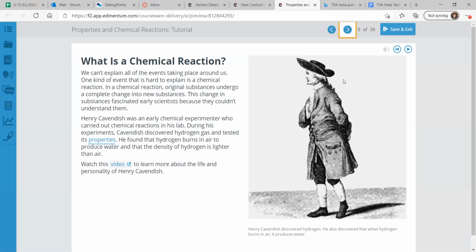Henry Cavendish was an early chemical experimenter who carried out chemical reactions in his laboratory or lab. During his experiments, Cavendish discovered hydrogen gas and tested its properties. He found that hydrogen burns in air to produce water, and that the density of hydrogen is lighter than air. And we have a video here to learn more about the life and personality of Henry Cavendish.